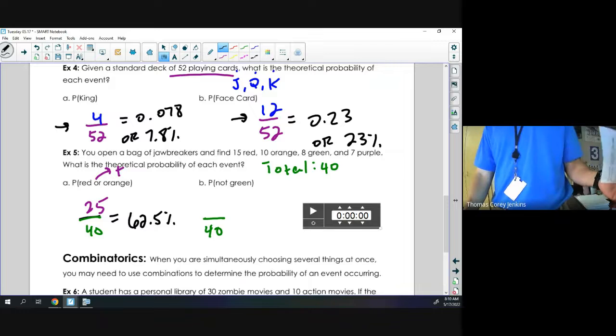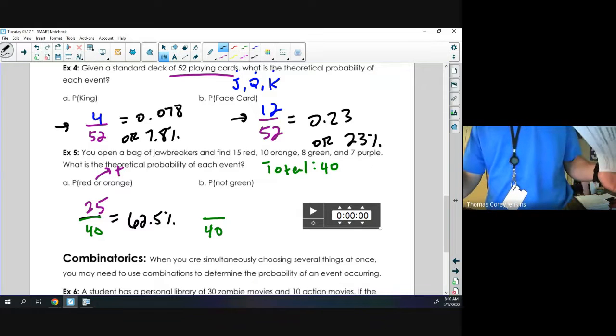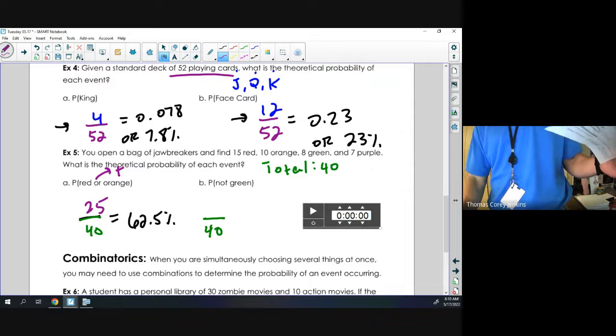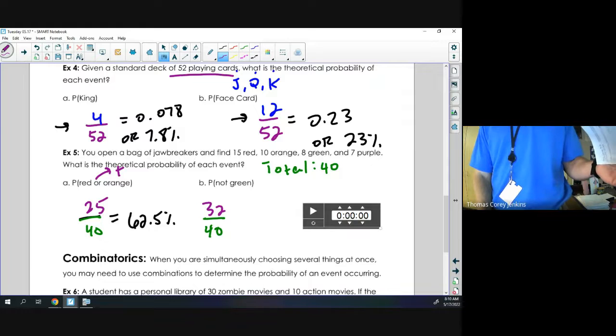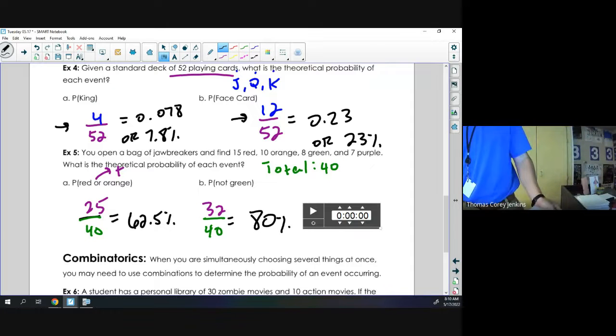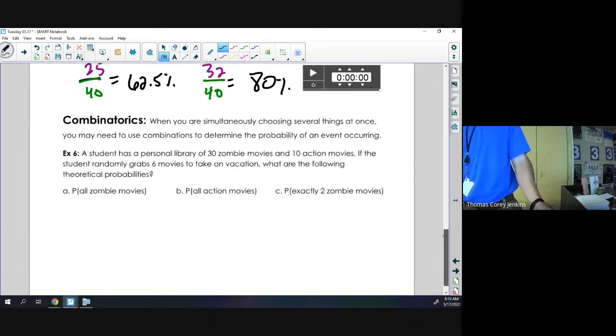Very good. And then what about probability of not green? So anything else besides green? 80%. Very good. So the easiest way to find not green would be just 40 minus green, right? So 40 minus 8 would be the quickest way to get to your 32, and that would give you 0.8 or 80%. All right, so everything's pretty straightforward so far.